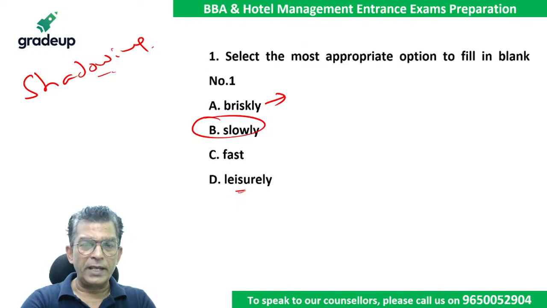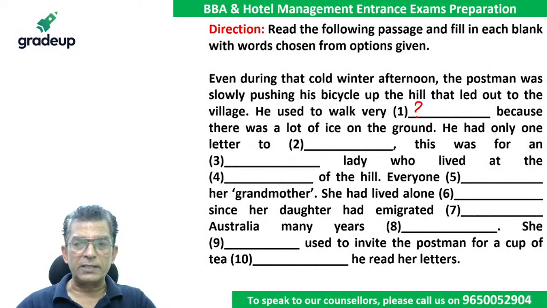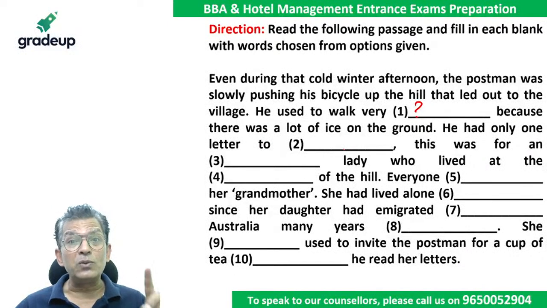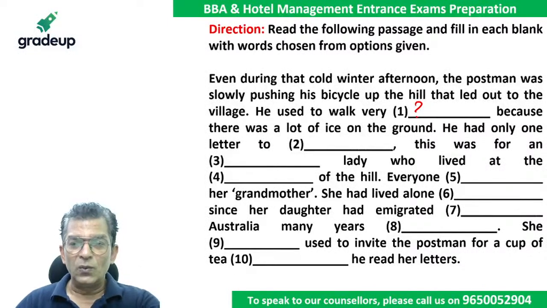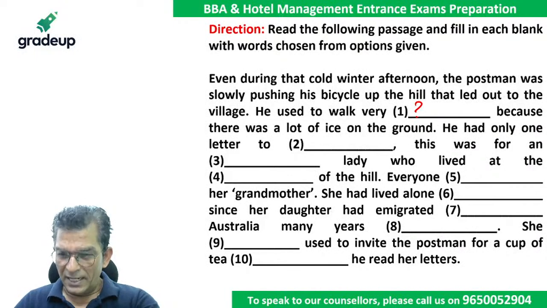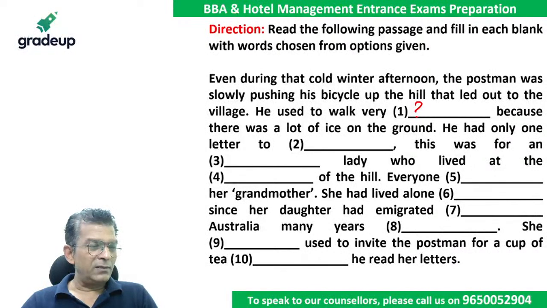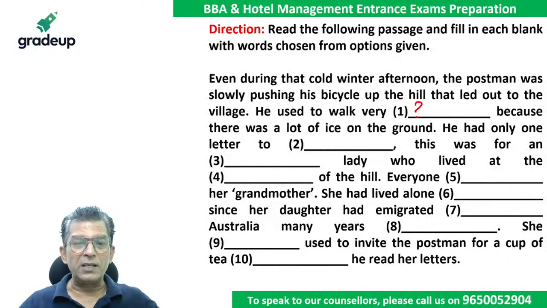Now to the second one. Let's come to the second one. There was a lot of ice on the ground. He had only one letter to dash. He had one letter to. What do we do with letters? Leisurely, I told you, lazily. Leisure, aram se karna, comfortably. Now, what do you think is the second word? Pushpesh, you did not write the second. If he has got a letter, then you can read. He's a postman. It seems he's a postman.